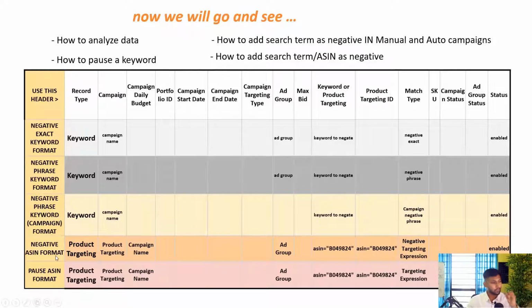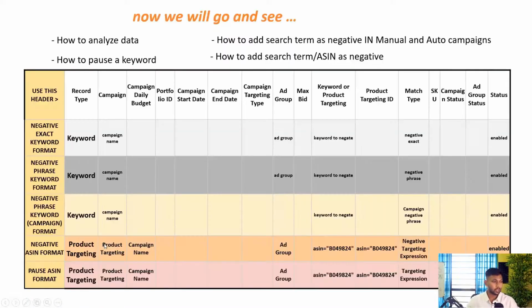Now the negative ASIN format, when you have to negate any ASIN. You can do this in auto campaigns as well. But for negative ASIN, instead of keyword, it will be product targeting, then the campaign name, whatever campaign name it is. Now it is actually written wrongly here. Then the ad group, it will be the ad group name. And then the ASIN will be in this format. I have also shown you a formula to make it easier. Then the match type will be negative targeting expression, and the status will be enabled.